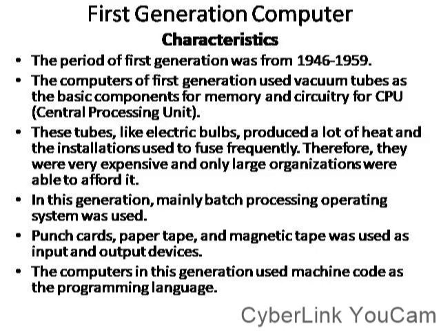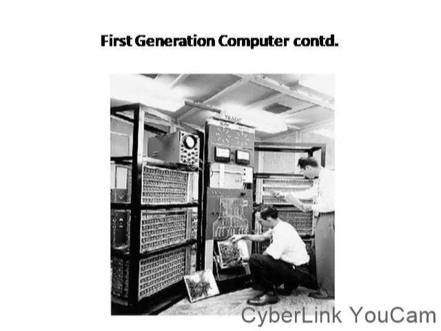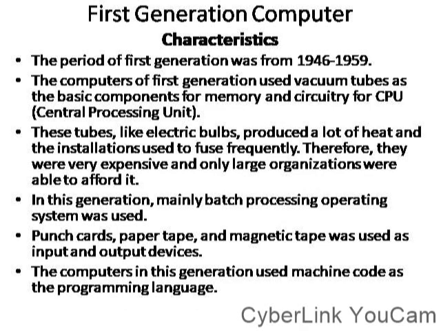Mainly, batch processing operating systems were used in this generation of computer. Punch card, paper tape and magnetic tapes were used for input and output, and computer used machine code as the programming language. So you can see here the picture of first generation computer, very large in size, and as you can see, the vacuum tubes we discussed here.